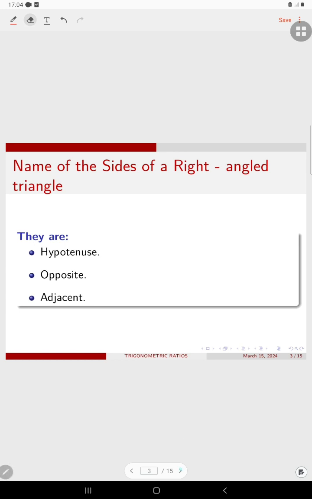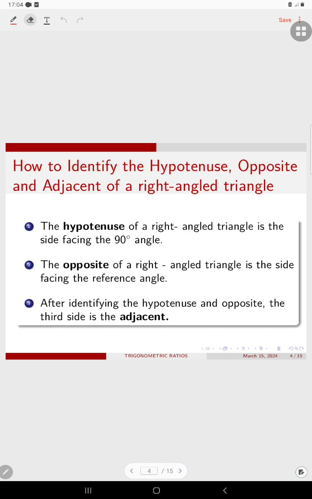Great. Now, in our next slide, I want to show you how to identify these three sides. We said in our previous lesson on Pythagoras theorem that you can identify the hypotenuse by looking at the side facing the 90-degree angle. So the side facing the 90-degree angle is the hypotenuse.